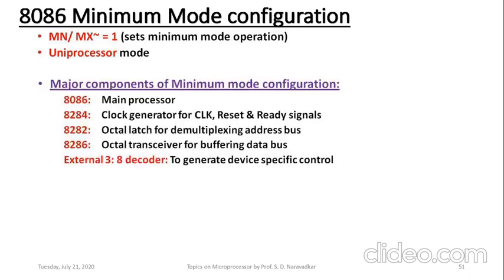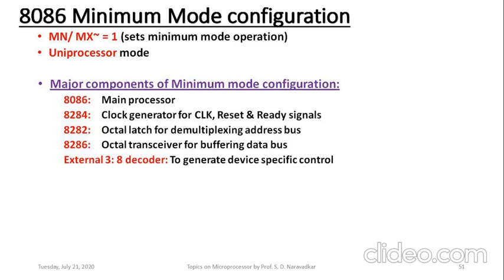Now what are the major components? Those are enlisted here. First is the 8086 processor, the main processor, CPU, which is at the central position. Then next is the 8284 clock generator for generation of the clock signal, reset signal and ready signal. Normally it is to be connected from the left side. Then 8282 octal latches for demultiplexing of the address bus.